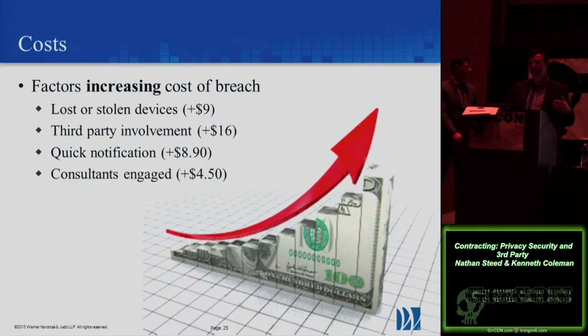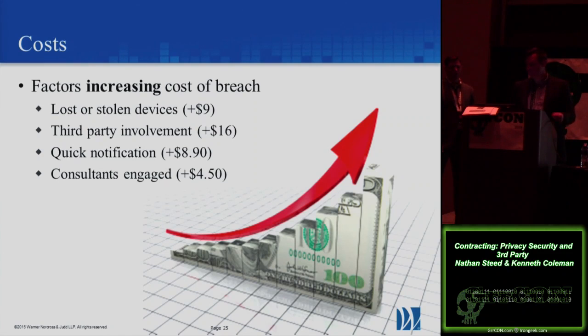But if you get a notice out too fast, it's actually going to cost you more because maybe you notify the wrong people or not enough people. Maybe you have to provide a supplemental notice before you have all of the information required. All of these things, when you start acting too fast, actually increase the cost per record of the breach.